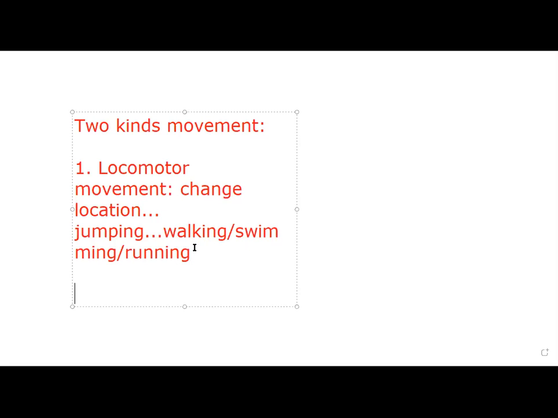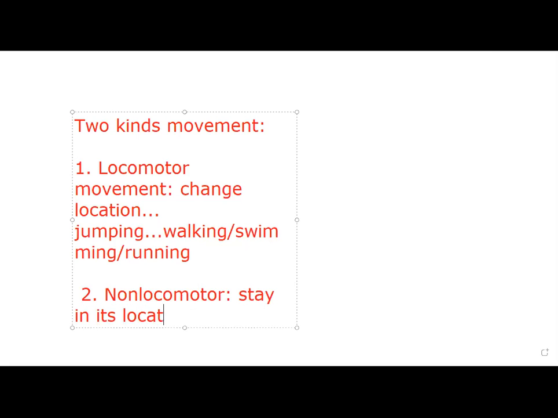The second type of movement is called non-locomotor. As you know, the prefix non means not. So in this case there is no change in place, no change in location. The animal stays in its place, in its location. But it's considered movement, by the way.